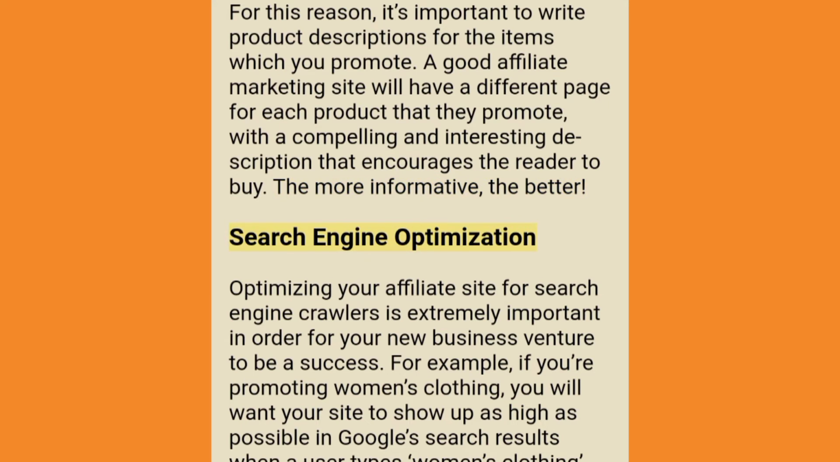Search engine optimization. Optimizing your affiliate site for search engine crawlers is extremely important in order for your new business venture to be a success. For example, if you're promoting women's clothing, you will want your site to show up as high as possible in Google search results when a user types women's clothing into the search bar and hits go. Because of this, search engine optimization should be a top priority.